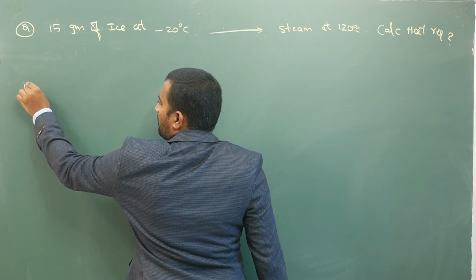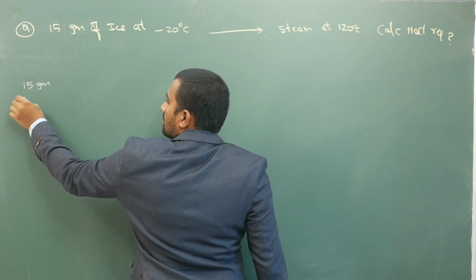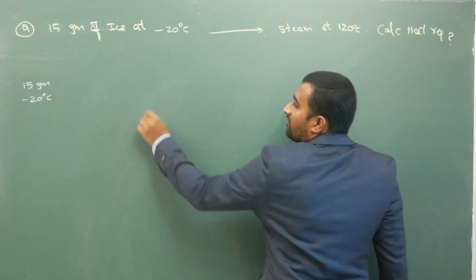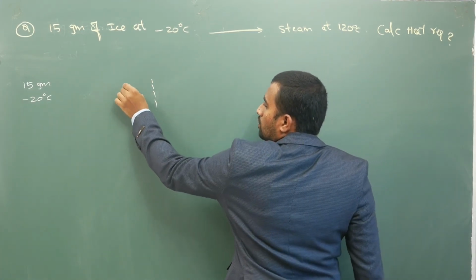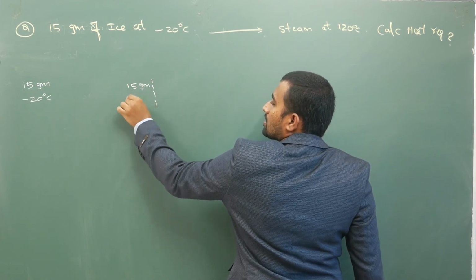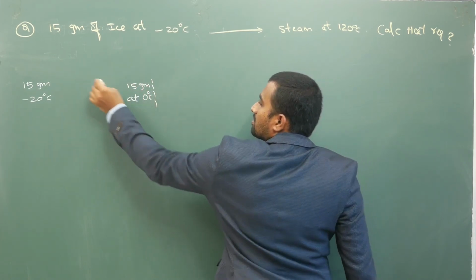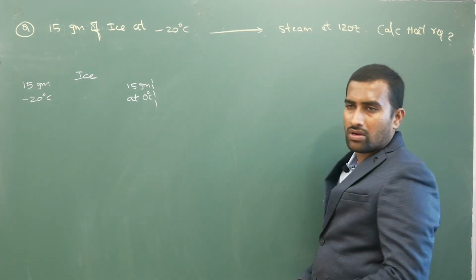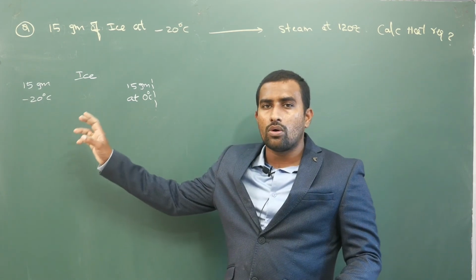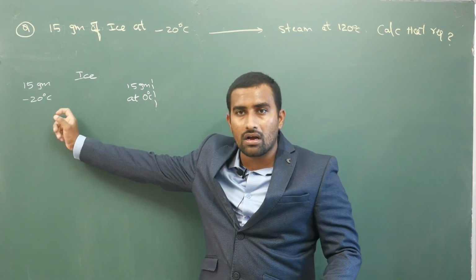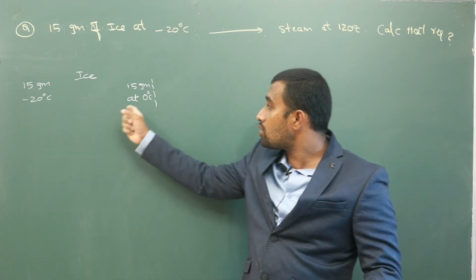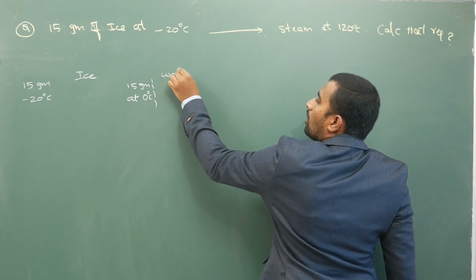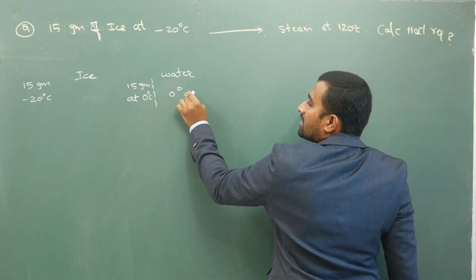So here your 15 grams of ice at minus 20 degrees centigrade will first come to 15 grams at 0 degrees centigrade. This side you still have ice. Now it will not directly come to steam. First it gets converted from ice at minus 20 to 0. Then at 0, once again it comes to water. It becomes water at 0 degrees centigrade.